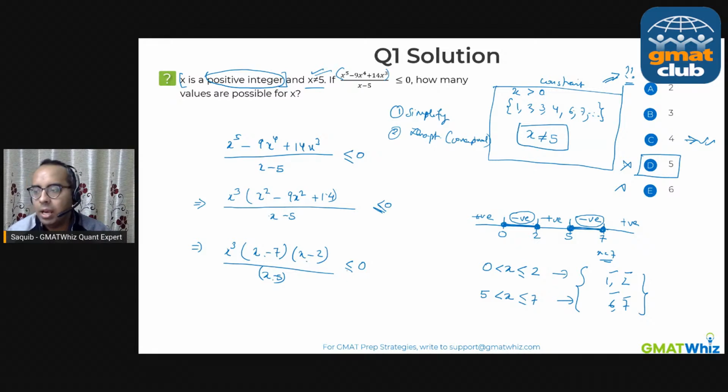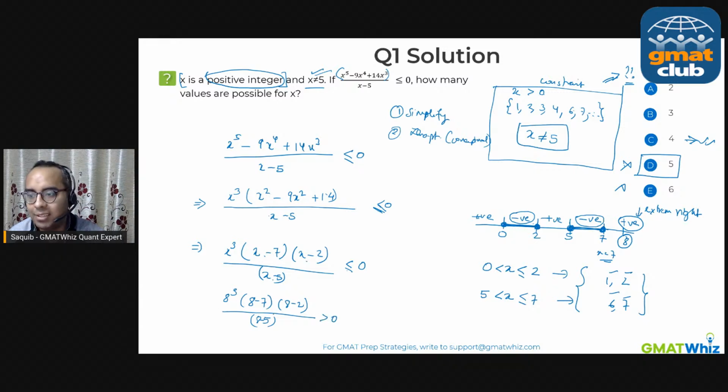Shilpa, I've seen your question. As far as how to mark positive negative numbers are concerned, just to keep the discussion short, always remember that you start with the positive from the extreme right. This basically means that any value greater than 7, for example x equal to 8, the value of this expression would be positive. 8 cube, 8 minus 7 is positive, 8 minus 2 is positive, 8 minus 5 is positive, so this expression becomes greater than 0.